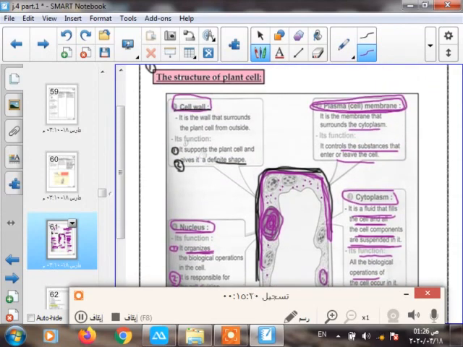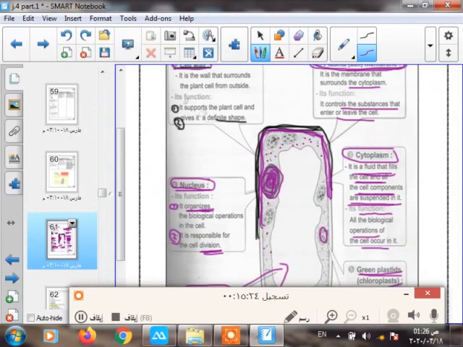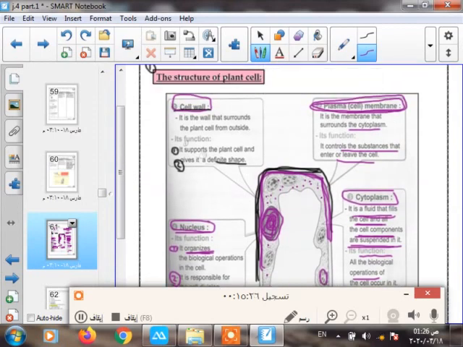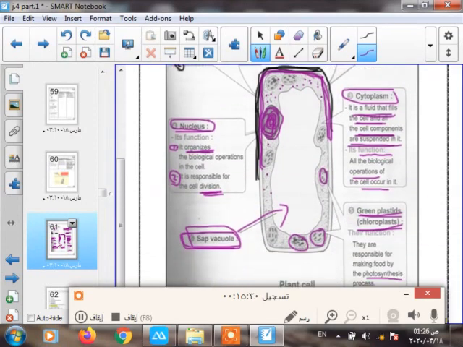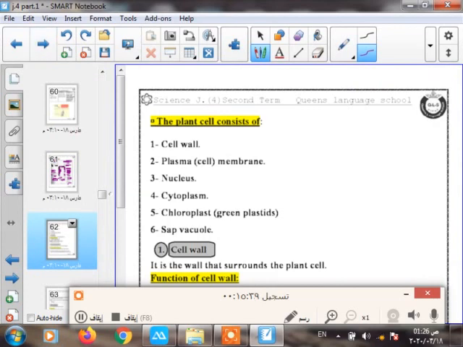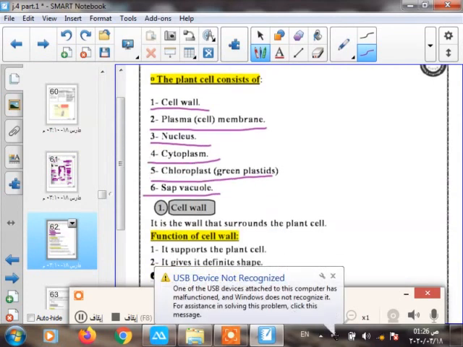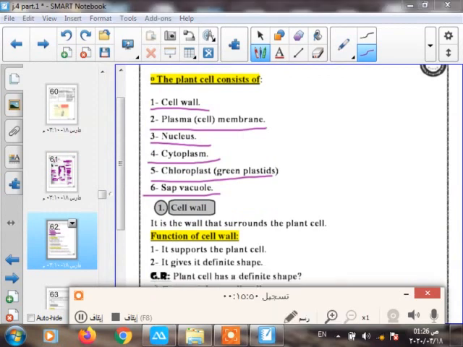Cell wall, plasma membrane, cytoplasm, and the nucleus. Chloroplast, sap vacuole, and each has its own function. And what is the difference? Cell wall, plasma membrane, nucleus, cytoplasm, chloroplast, sap vacuole, and each has its own function.